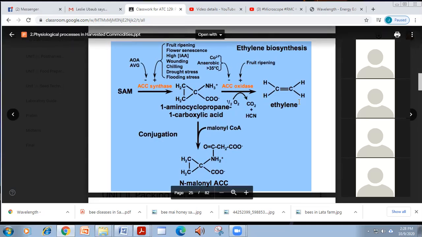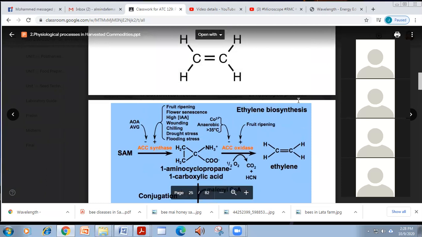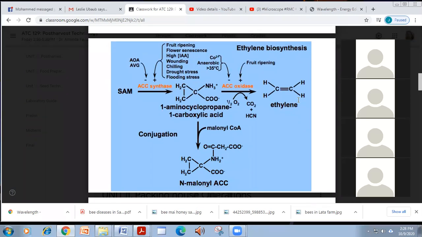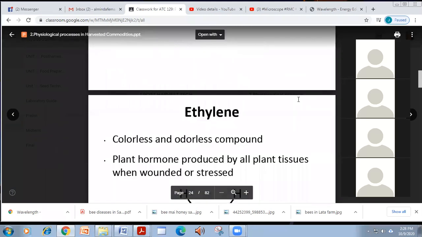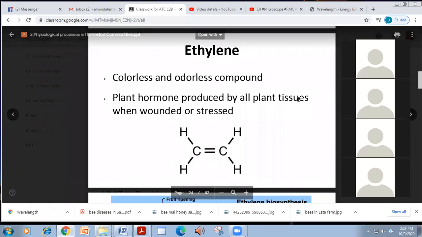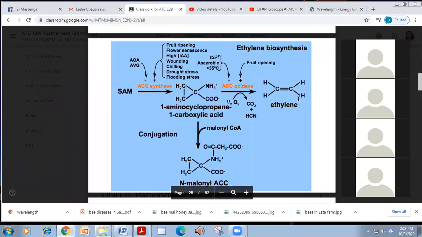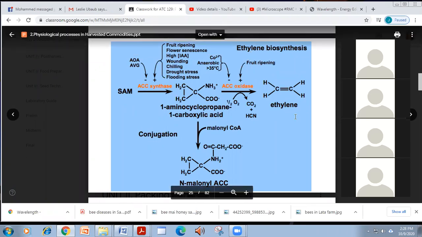This is how to produce it. Okay. So this ethylene is what ripens fruits, right?